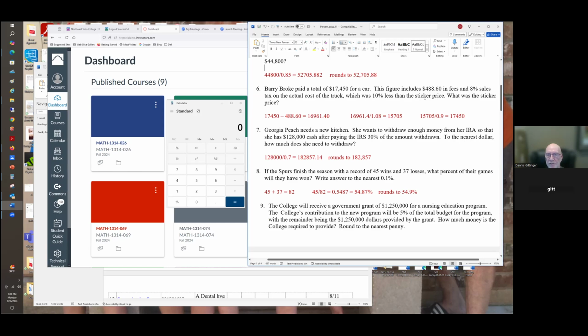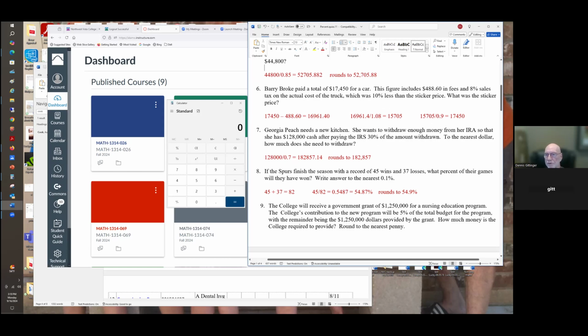So what that means is the $16,961.40 is the sale price plus 8% of the sales price, which is 108% of the sales price, which I have to calculate by dividing that number by 1.08. I get 15,705, but that reflects, guess what? The 10% discount. So that means that this is the other 90%. And that's why I have to divide it by 0.9, and I get 17,450.